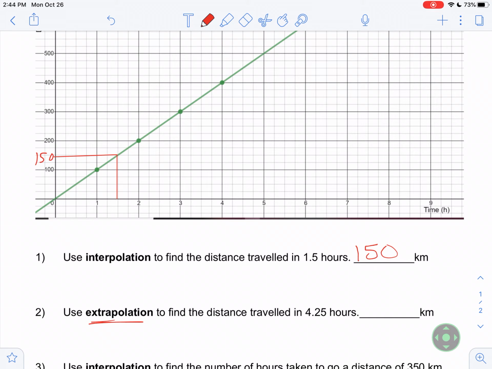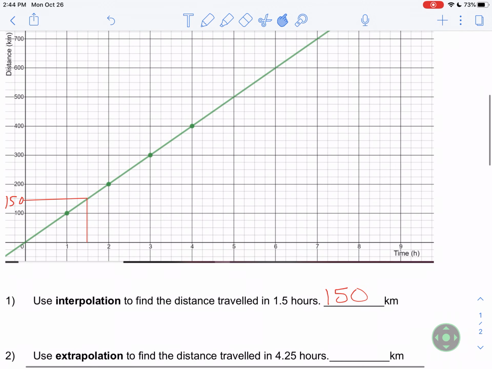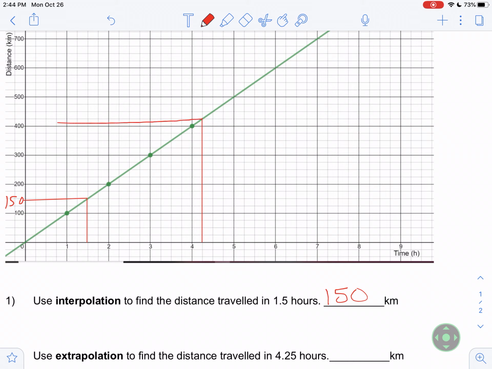Okay, extrapolation, remember, means beyond the given data. So 4.25 hours was beyond where my table ended. So if this is 4.5, 4.25 would be here. So I'm going to take my vertical line straight up to here. Okay, and then I'm going to trace over. There we go. And it's going to cross the y-axis, the vertical axis, at 425, it looks like. So 425 kilometers is my answer.